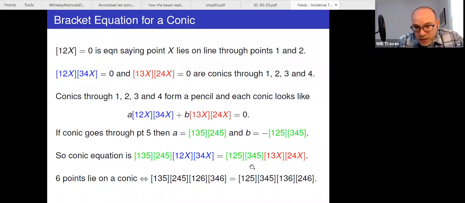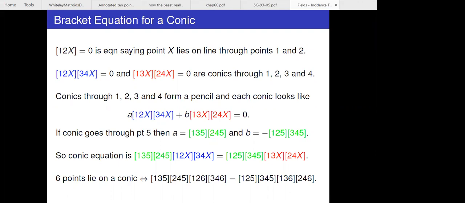You can see that this equation is quadratic in the x's. It's got 2 x's in it. And so it gives us some kind of conic, and that conic happens to go through all of the points that we're interested in, 1 through 5. Okay, so that's the equation for the conic through 5 points.